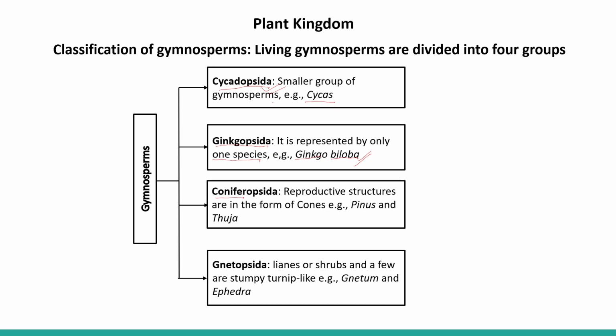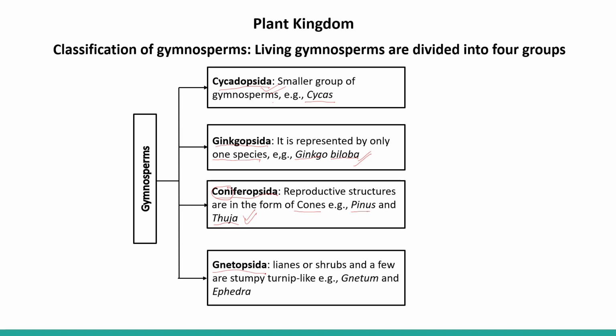Coniferopsida. Coniferopsida, as its name indicates, has cone-shaped structures. So reproductive structures are in the form of cones. So Pinus and Thuja are two examples of this type of plant.